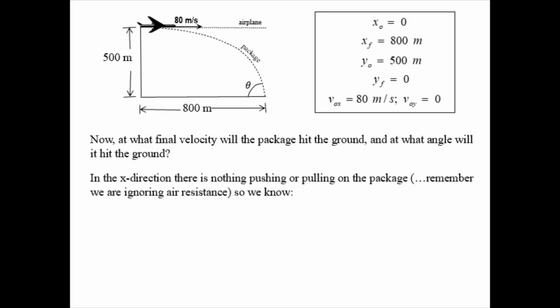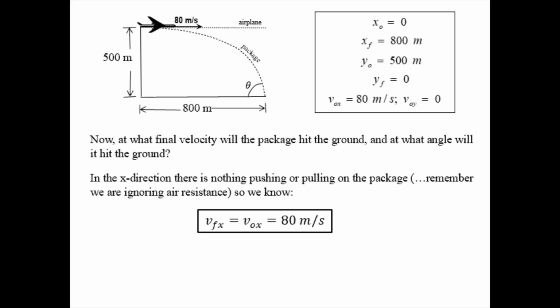In the x direction, since there's nothing to push or pull on the package, keep in mind we're ignoring air resistance, so the x velocity is going to be the same as it was at the beginning. The x velocity at the beginning of the problem was 80 meters per second, which means at the end of the problem it's still going to be 80 meters per second. In the y direction, the original y velocity was 0, so if we can get the final y velocity, then we'll know the final y and final x velocity components, and we should be able to figure out the angle for the velocity vector, which is tangent to the path. So we'll be able to get the angle off the horizontal at which this package lands on the ground.